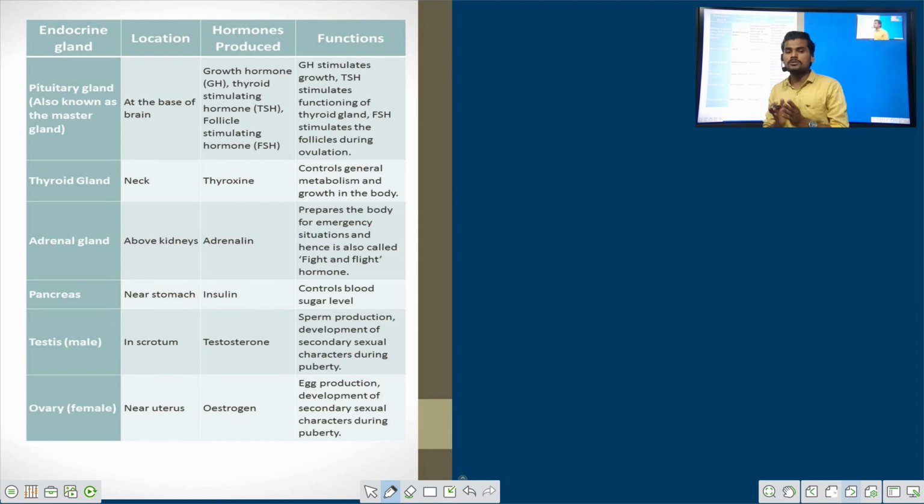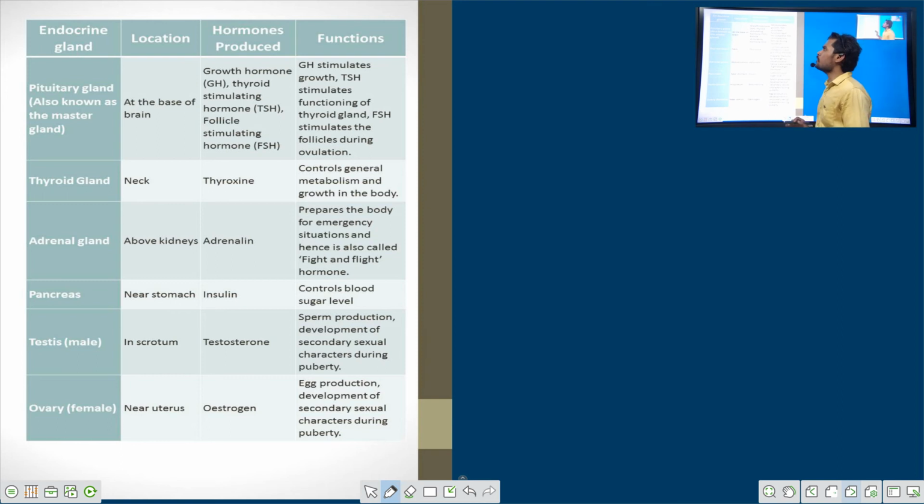So the pituitary gland is also known as the master gland because it is situated in the brain and it helps in the development of other endocrine glands like thyroid gland, adrenal gland, pancreas, testes, ovary, etc. So it also helps in the development and growth of the endocrine glands, hence it is known as the master gland. So keep in mind the major hormones: growth hormone, thyroid stimulating hormone, follicle stimulating hormone. Let me explain to you the hyper and hypo effects of these particular glands.